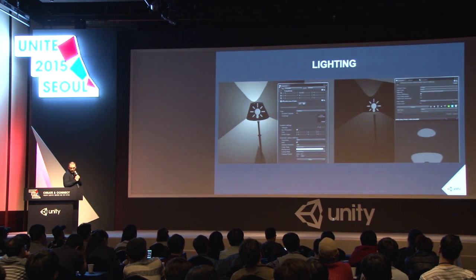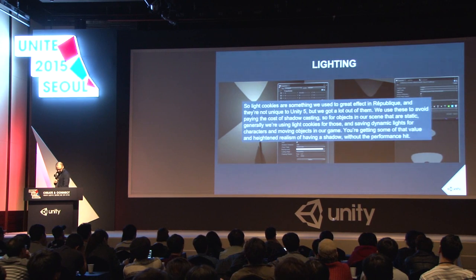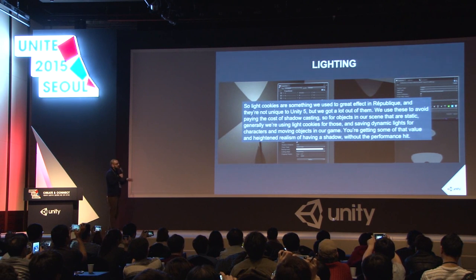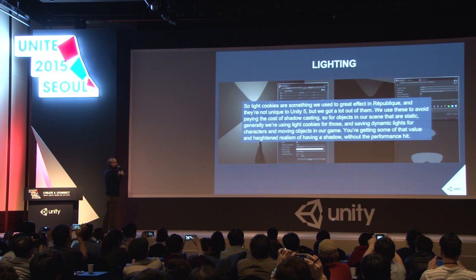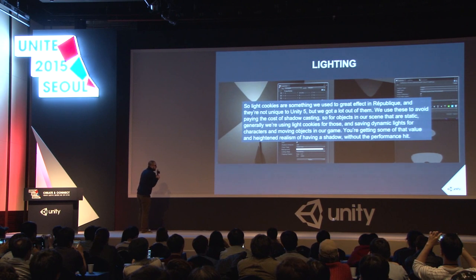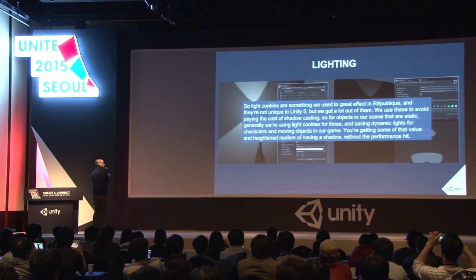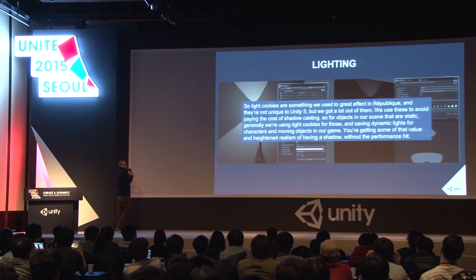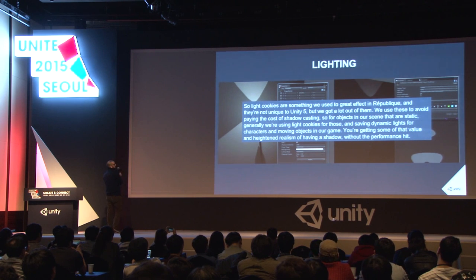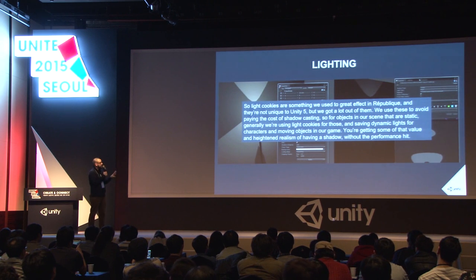So we also utilized light cookies. Light cookies are something that are used to great effect in Republique. This is not a Unity 5 exclusive feature, but we get a lot out of these. We use these to avoid paying the cost of shadow casting. So for objects in our scene that are static, generally we are using light cookies. And for non-static materials, we're using dynamic lights for characters and moving objects in our game, but we're using it very sparingly. So basically, you're getting a lot of the value of having shadows and that sense of realism without the expensive cost of dynamic lights.